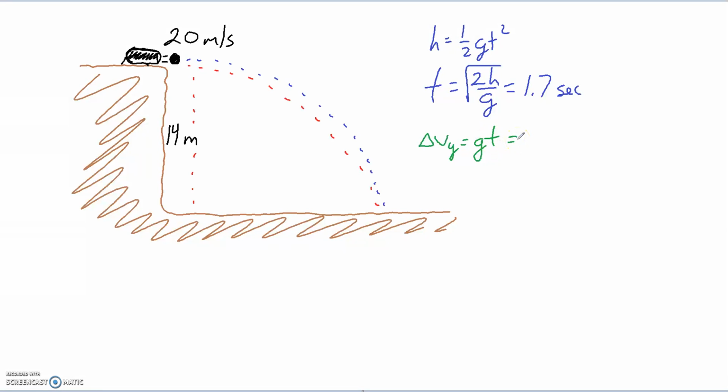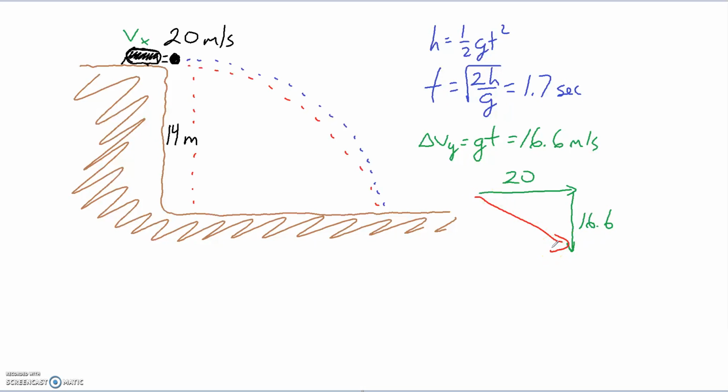1.7 seconds. So we multiply those two together and we get a Vy of 16.6 meters per second. So when it hits the ground, it's going to keep the exact same Vx that it had before. There's no speeding up or slowing down in the horizontal direction. So the Vx will stay the same at 20 meters per second, but now it's gained 16.6 in the vertical direction, which results in it hitting at an angle.